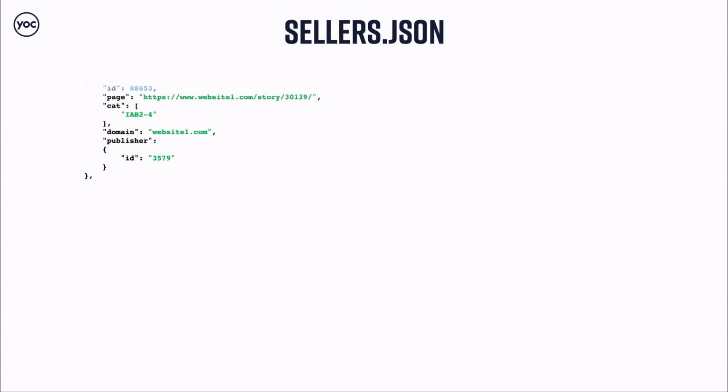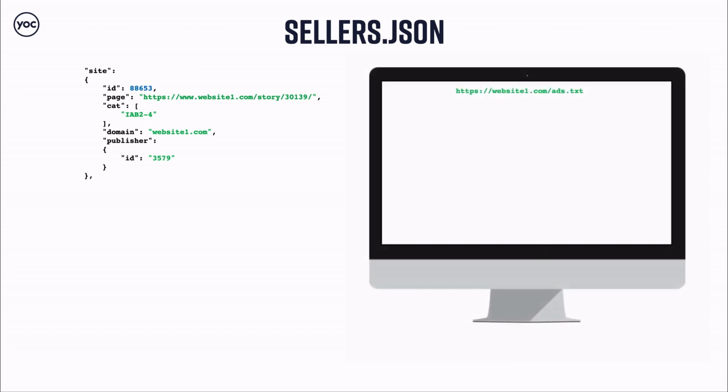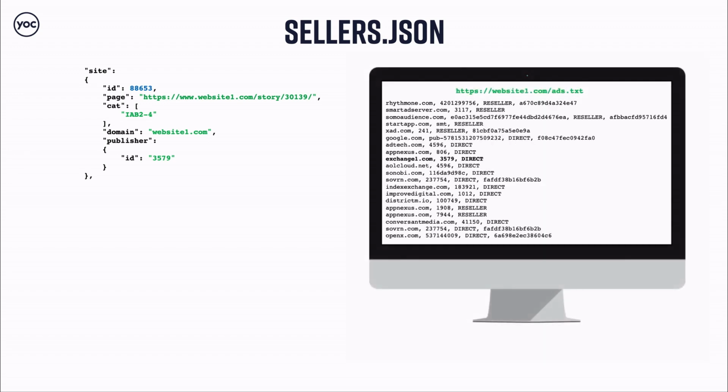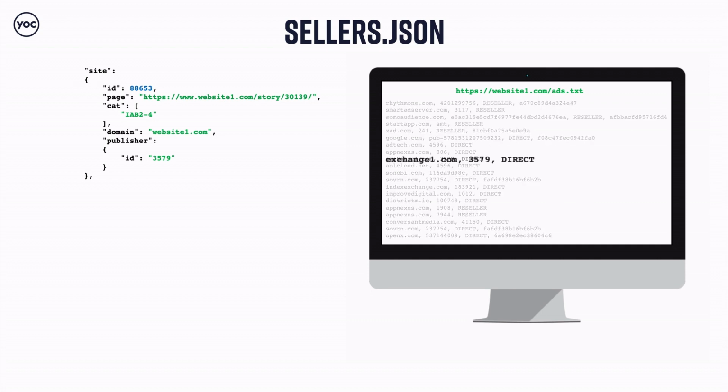of this request is actually the site object, which contains the page where the initial ad request is coming from, contains the domain that should be scanned for the ads.txt file, and the publisher ID. The case for in-app is a bit more complex, but very similar to this one. The buy-side platform would scan the ads.txt file at website1.com and look for this publisher ID 3579.